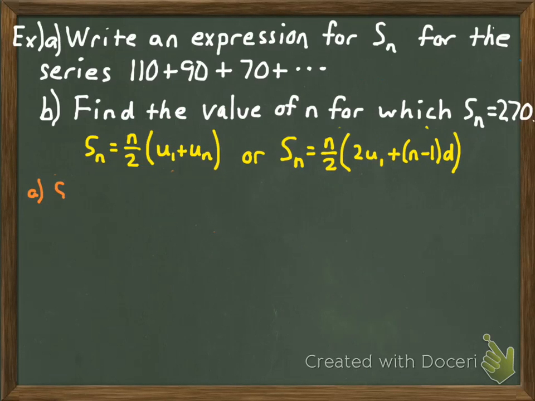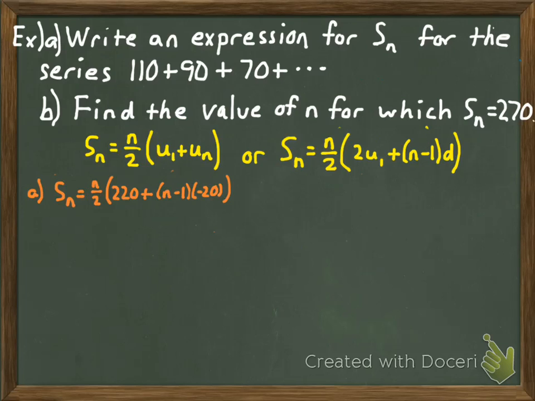The sum of the first n terms for this series would be n divided by 2 times 220, twice the first term is 220, plus n minus 1 times negative 20. Because that's the common difference, right? And that is our answer for part A. We basically were writing a formula that you can use to calculate the sum of the first n terms.